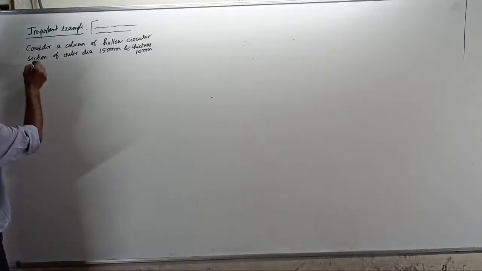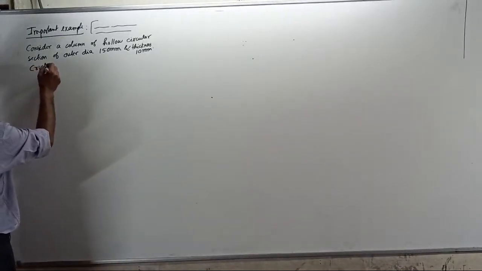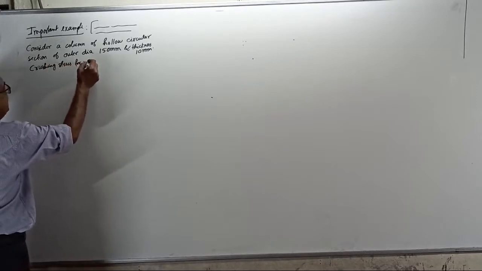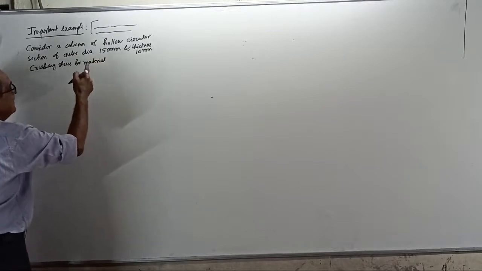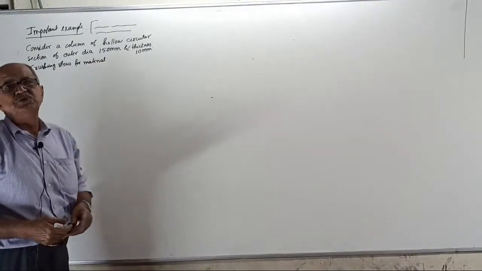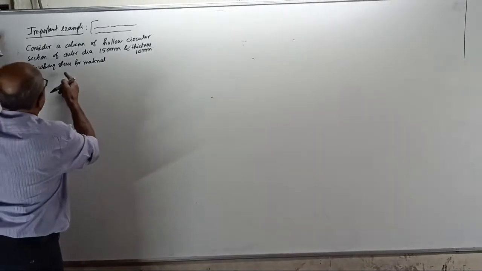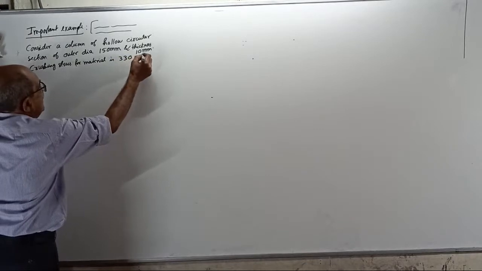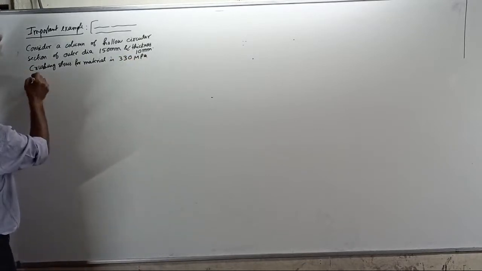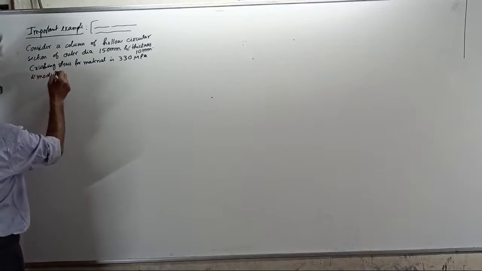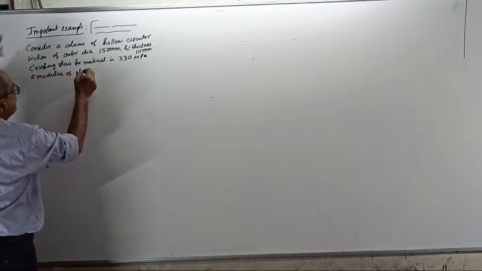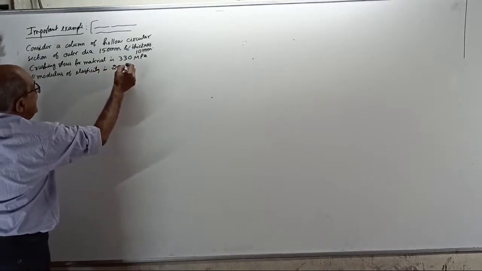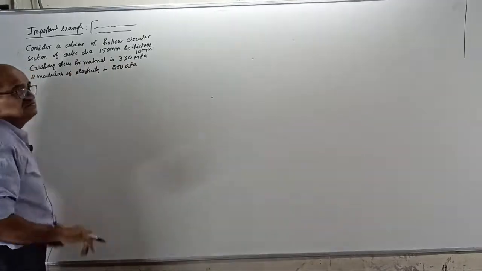Next, very important, crushing strength or crushing stress for the material. I am not telling what material. Most probably in such questions, when pipes are used, it is usually steel pipe. Nothing to worry. Crushing stress for the material is 330 MPa. That is actually for steel. And modulus of elasticity is 200 GPa. Now you are sure it is steel.